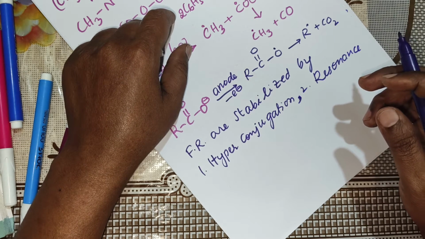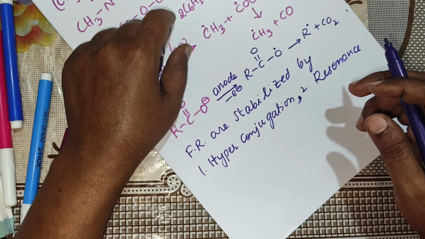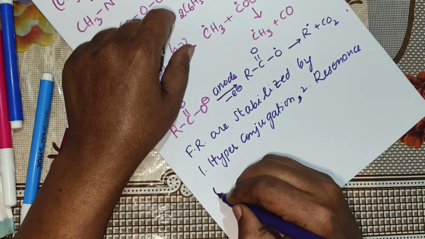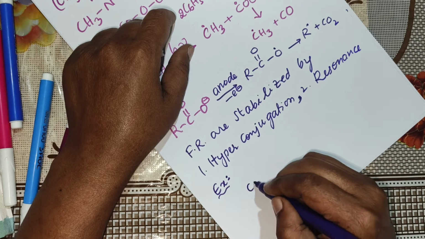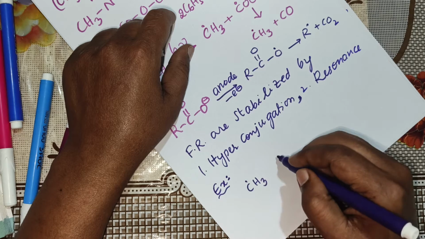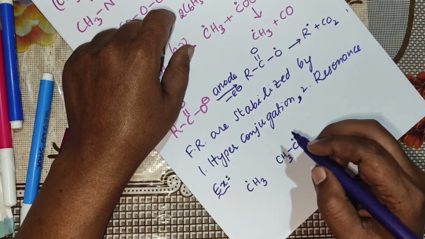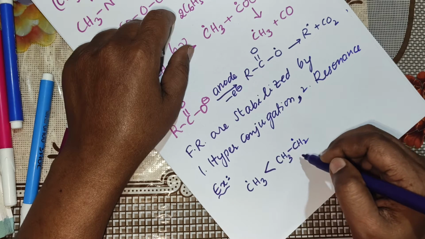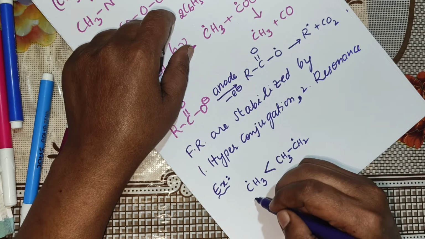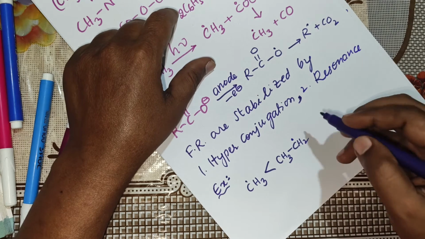Based on this, primary, secondary, tertiary. If you see here, tertiary butyl, methyl, ethyl. When you observe examples, for example let us take CH3 free radical and CH3CH2 free radical. Which is more stable? It is more stable through hyperconjugation. Here hyperconjugated structures are 0, here hyperconjugated structures are 4. As the number of hyperconjugated structures increases, stability increases.